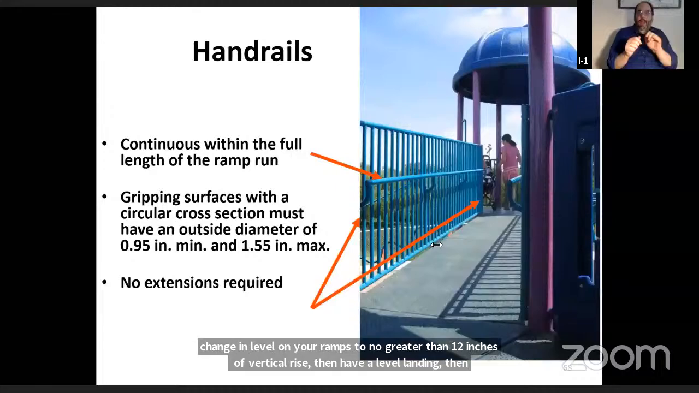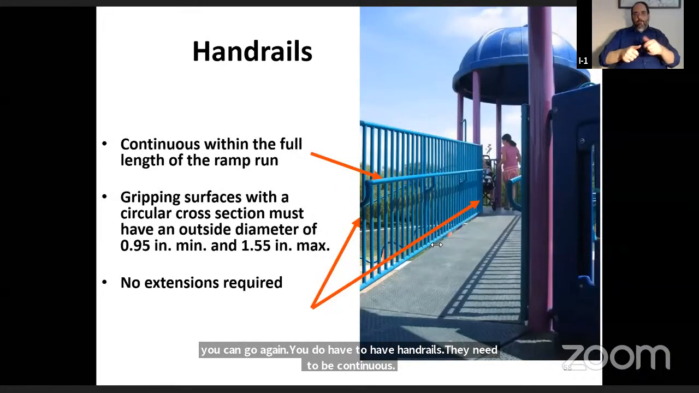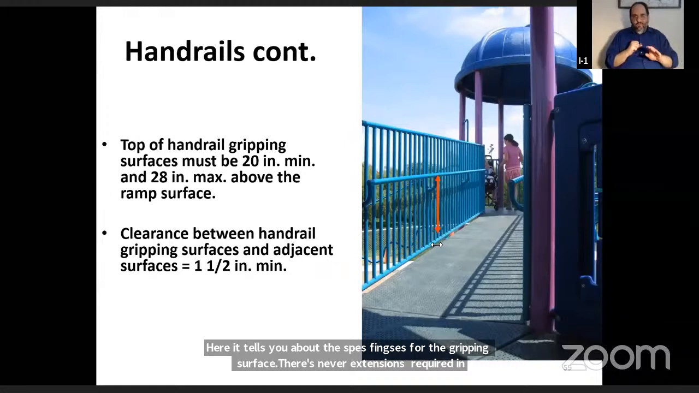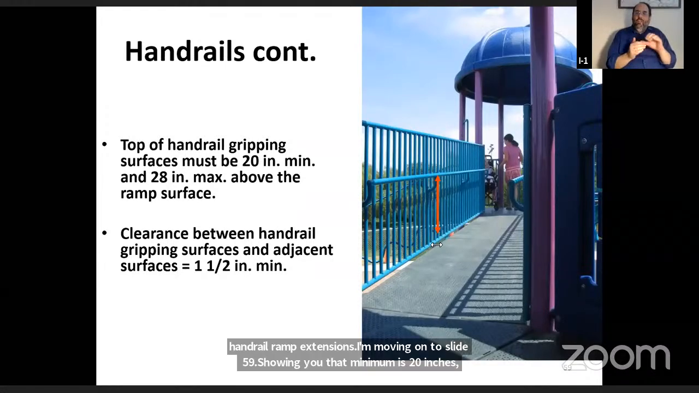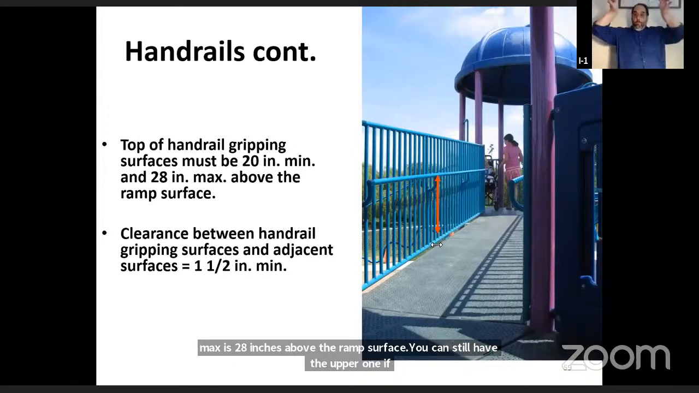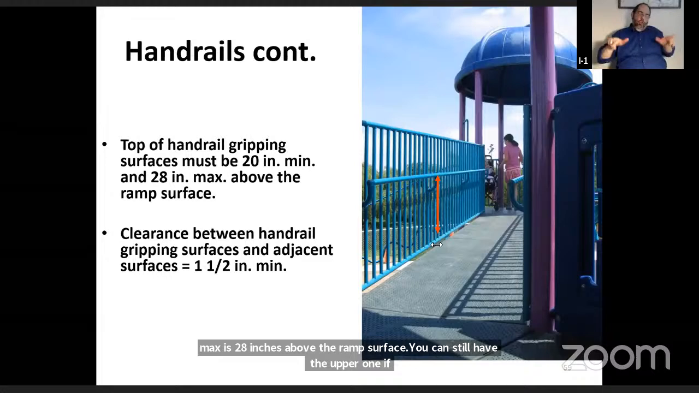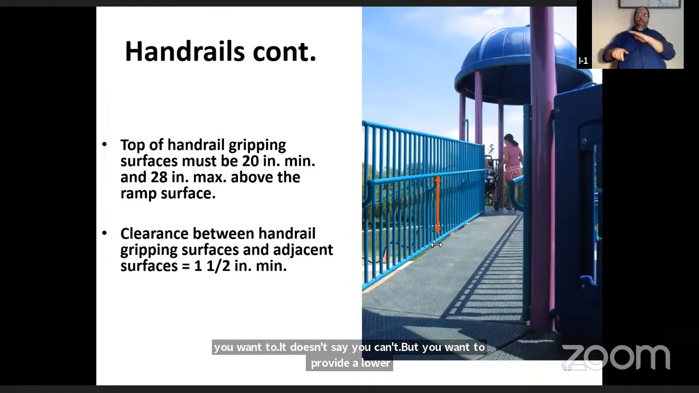You do have to have handrails. They need to be continuous. Here it tells you about the specifications for the gripping surface. There are never extensions required on handrails on ramps. I'm moving on to slide number 59, showing you the minimum is 20 inches, max is 28 inches above the ramp surface. You can still have the upper one if you want to. It doesn't say you can't, but you want to provide a lower handrail for young people to be able to use those handrails at a height that they can use.